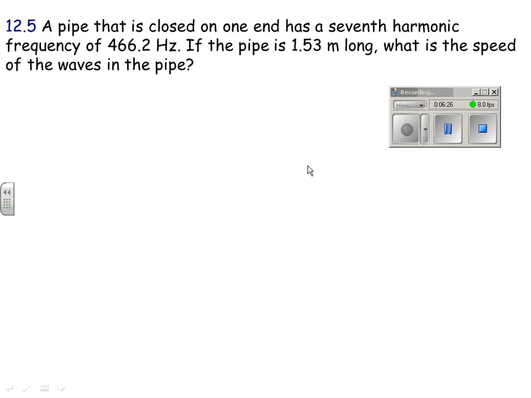All right. Then if I have it again, if it says it's closed on one end, if it's the seventh harmonic, my n value would be 7. Frequency was given to me. The pipe length was given to me. I would now be finding the V, or the speed of the sound in this pipe. Okay. Since it's closed on one end, I'd use f equals nV over 4L and then solve for V.